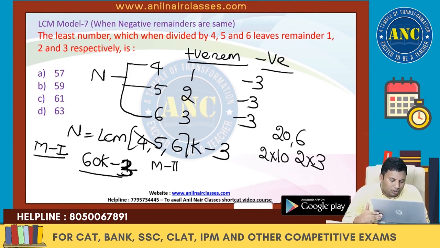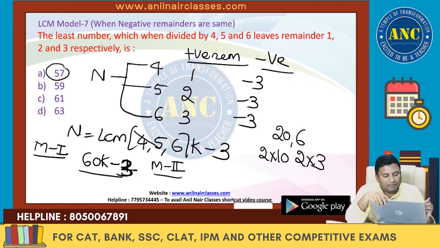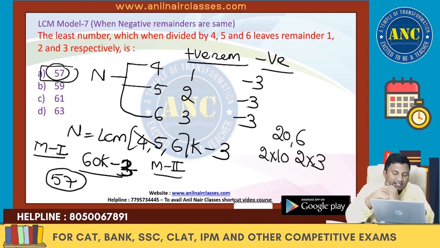Method number 2, you go by the answer option. 57. 14s are 56, remainder 1. 11s are 55, remainder 2. 9s are 54, remainder 3. So k is 1. 57 is giving you this answer.